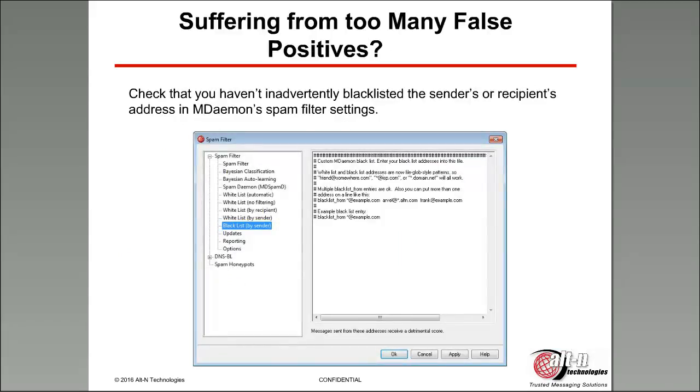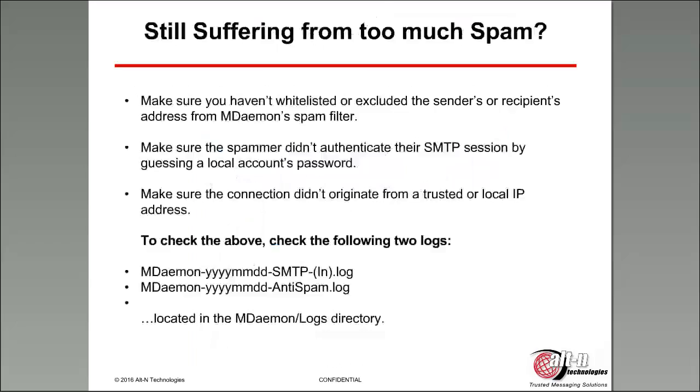So if you find that you're suffering from a lot of false positives, then you want to check that you have not inadvertently blacklisted the sender's or the recipient's address in MDaemon's spam filter settings. So under the spam filter blacklist by sender, make sure that those addresses are not listed here if you're suffering from a lot of false positives.